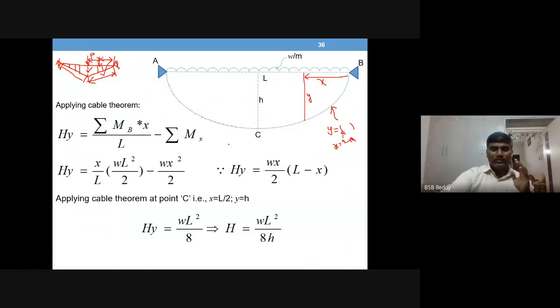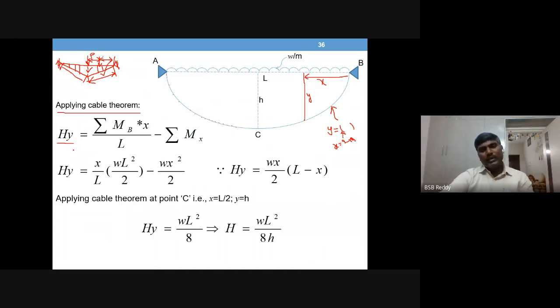Okay. So for that, what do we need? We apply the cable theorem for this case of cable subjected to UDL. So we have studied the general cable theorem, right? What is that?